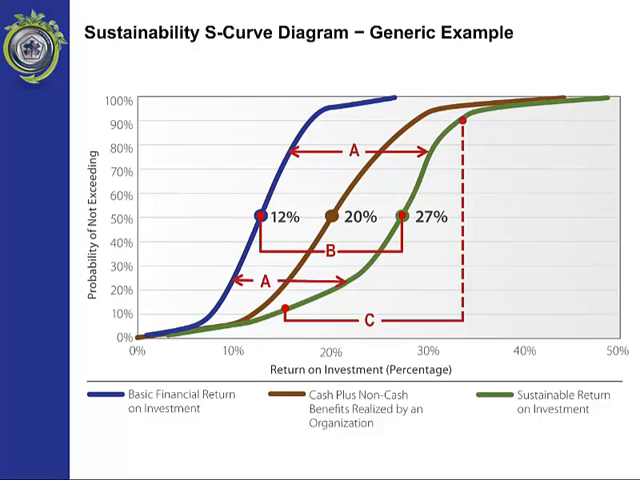In this example, sustainable return on investment ranges from 15% to 34% within that confidence interval, with a mean SROI of 27%. This allows the project team to assess the potential variability of the results.